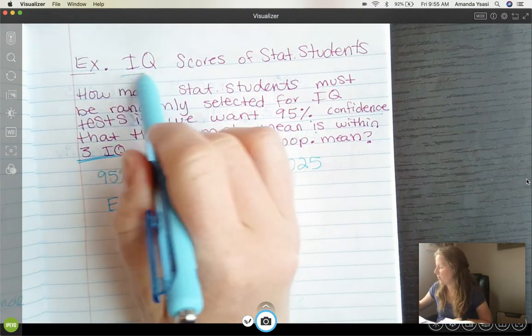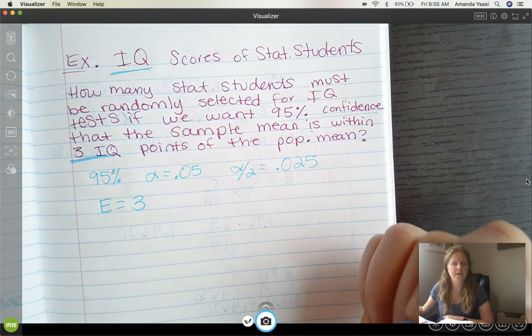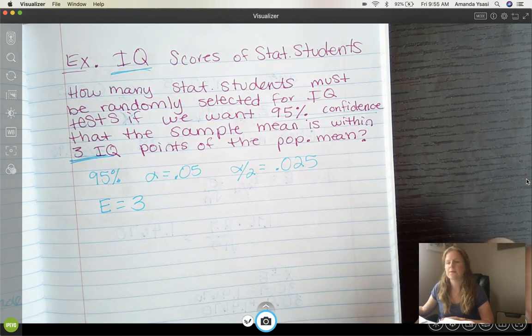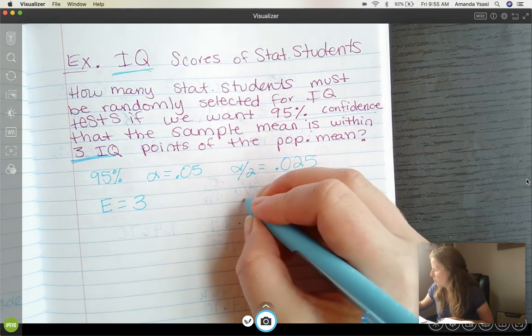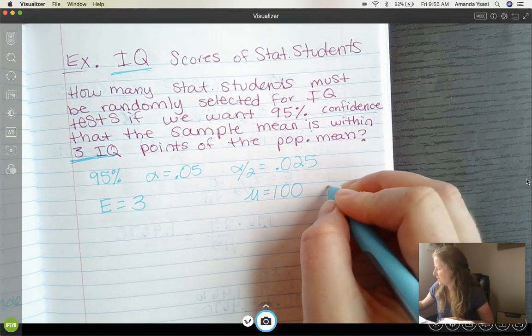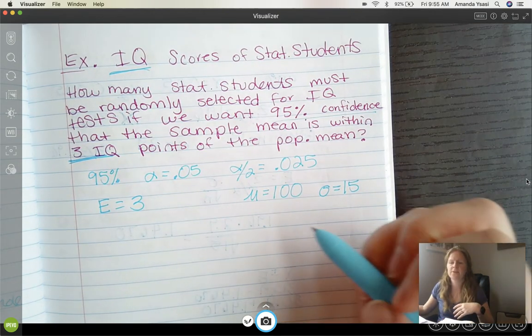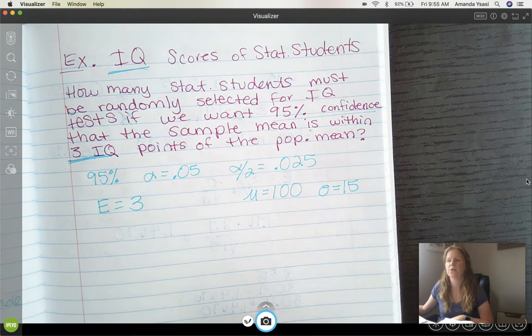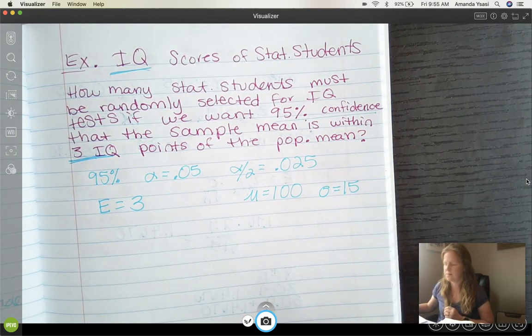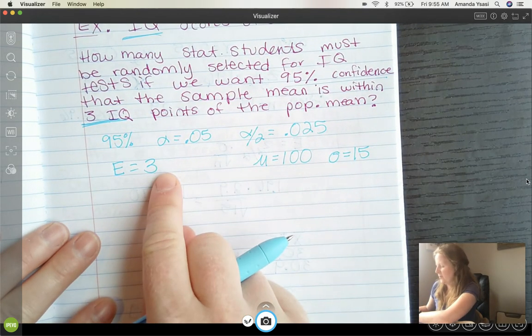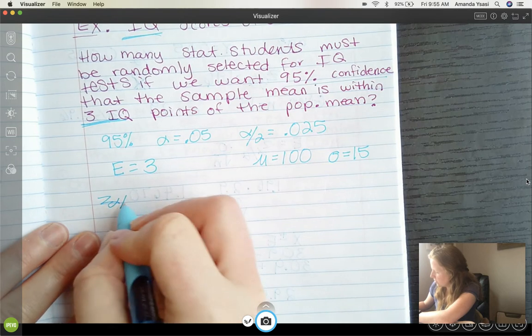And let's think back at what IQ scores are. Are they normally distributed? Yes, they're normally distributed with a mean of 100 and a standard deviation of 15. That's something we learned a while back. But if you need to double check me on that, look up on the internet IQ score, normal distribution, mean, and standard deviation. Our confidence interval is going to include that error, so we need to find our z-score.